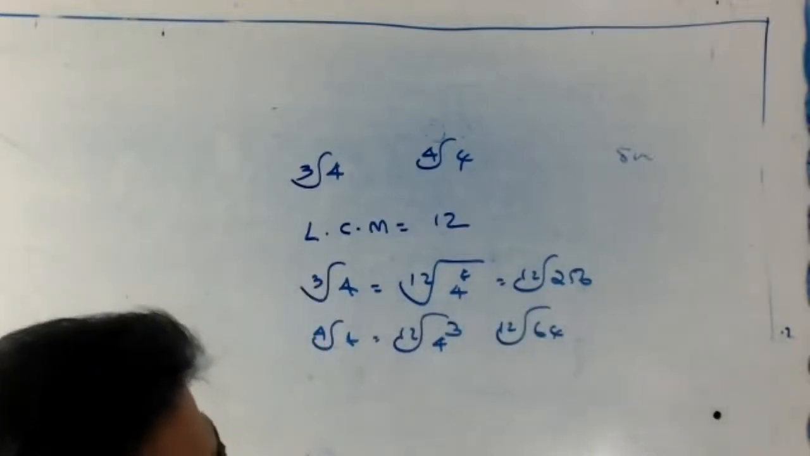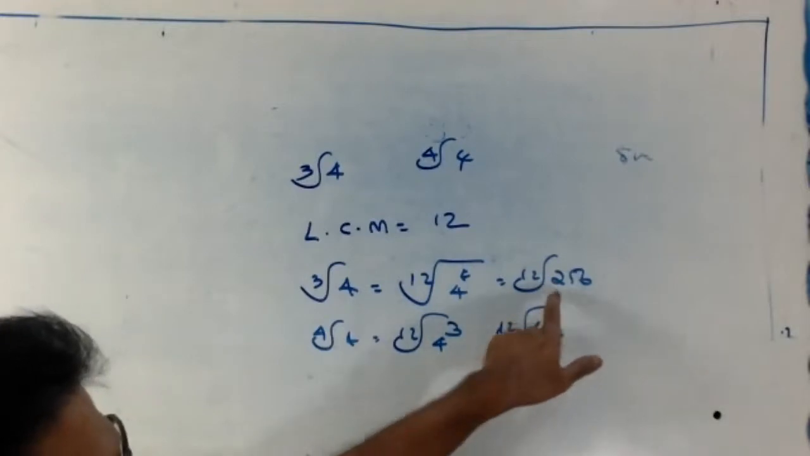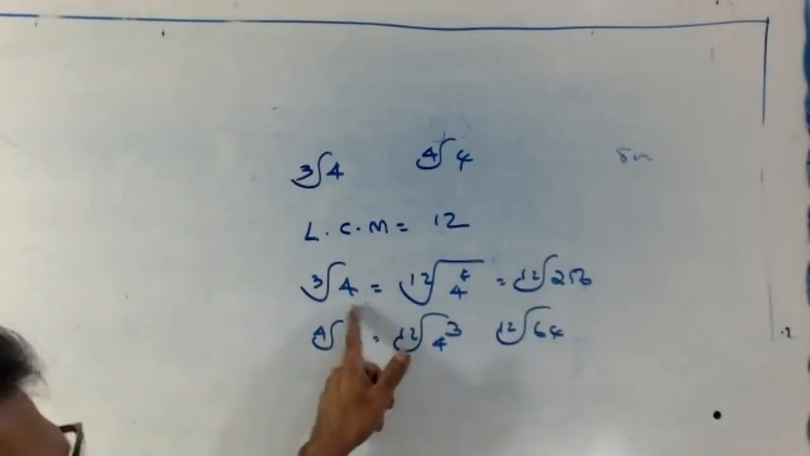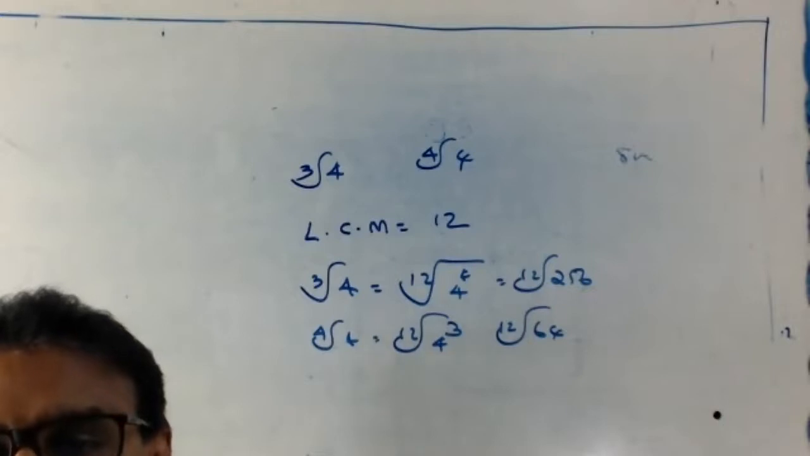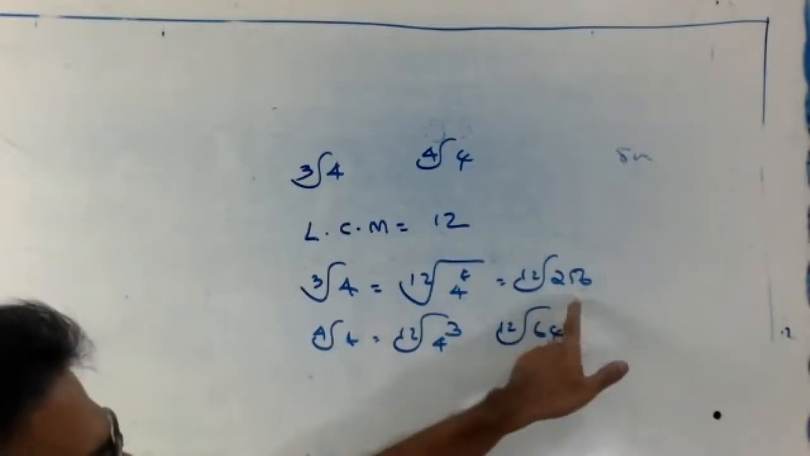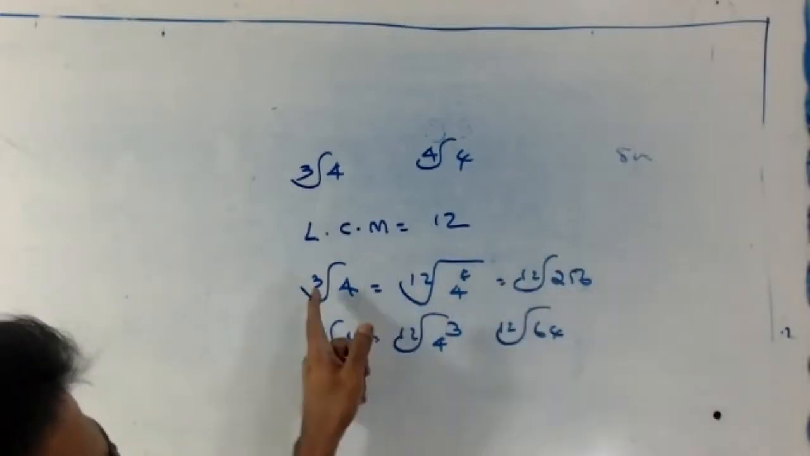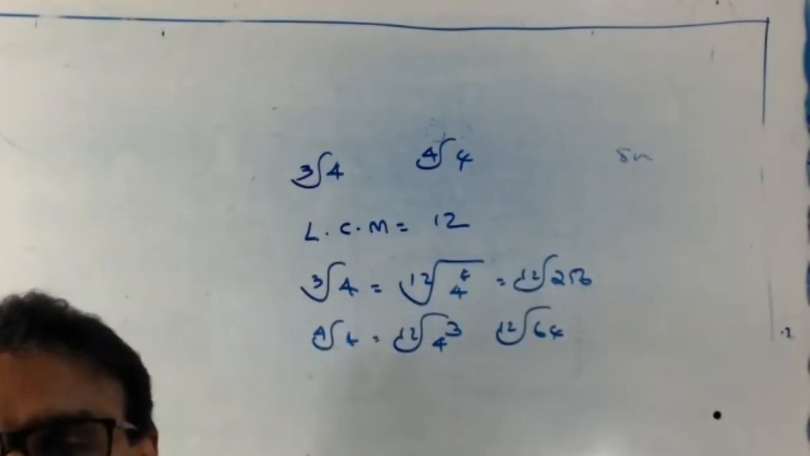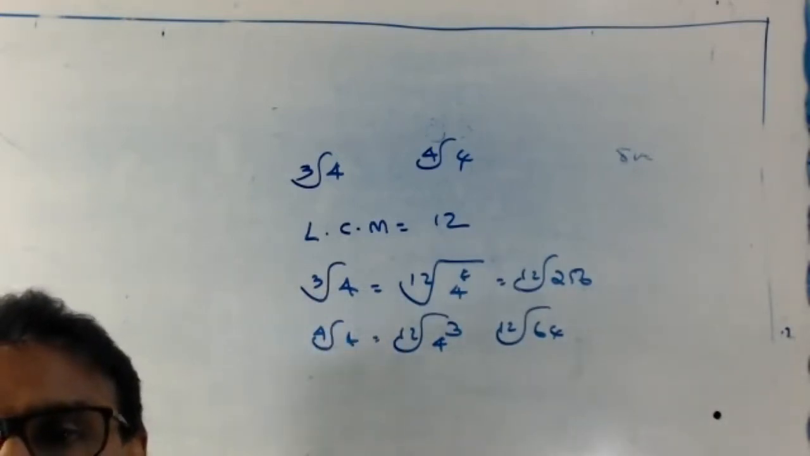Then, which is greater? This is greater. That means cube root of 4 is greater. Clear now? No, don't try to answer this one. Cube root of 4 is greater. Clear now? Any doubt?